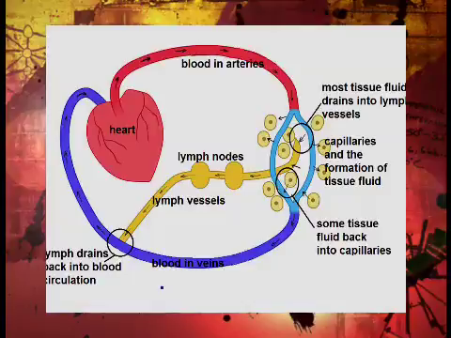Welcome back. Before the break, we looked at how lymph was produced as the blood plasma leaked out of the blood vessels to bathe the individual cells. Now, this diagram here summarizes the whole process.